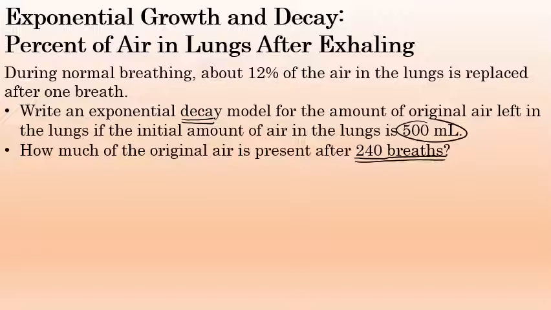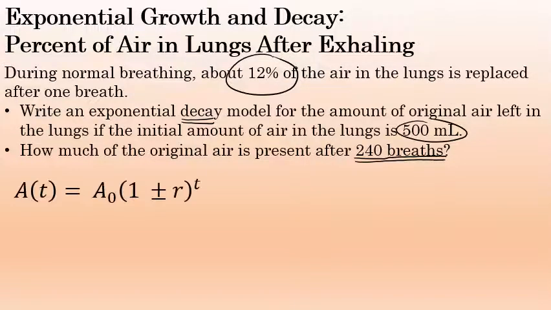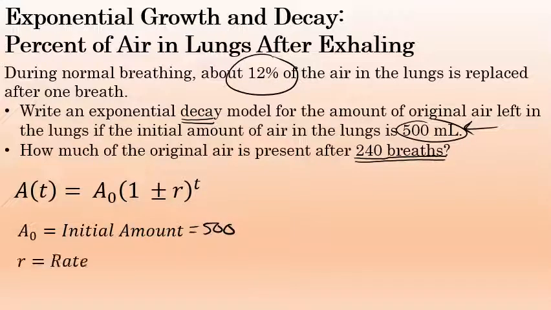Because we're given the rate at which the air is being replaced as a percent, the exponential model that we're going to use is this. A of t equals a sub 0 times the quantity of 1 plus or minus r to the power of t. Let's talk about the parts of this formula. A sub 0 is the initial amount. And in this case, we're starting with 500 milliliters of air in the lungs. A sub 0 is 500.